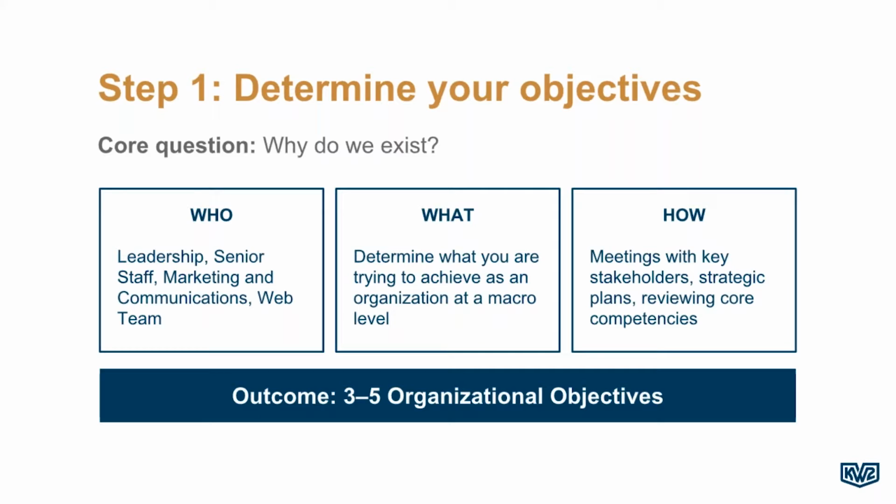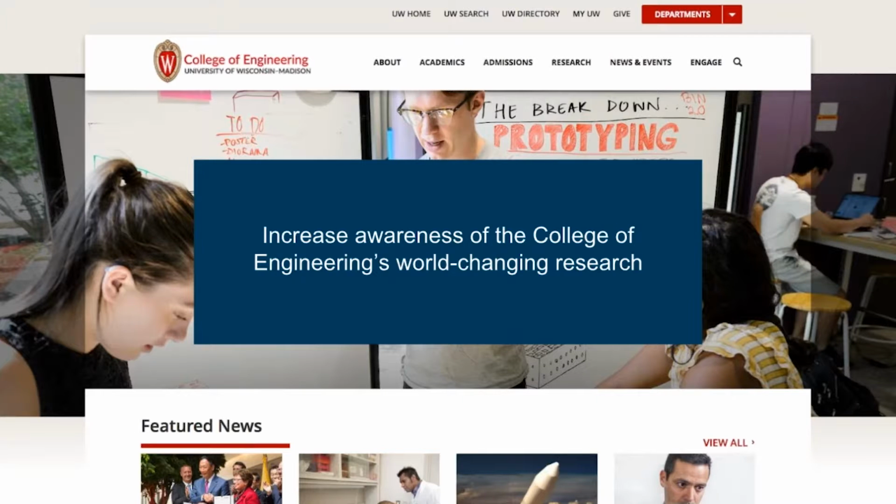So here are some examples from a couple of our partners who went through this exercise. We have one that's on more of the brand equity side and one that's a more tangible one. So again, two very different examples, but hopefully this lets you see how your organization might fit into one of these two areas. So first up is the UW College of Engineering.